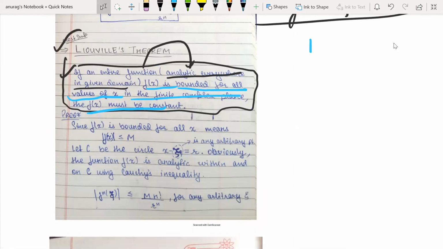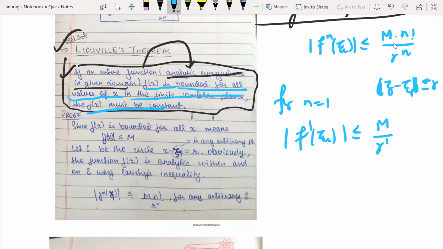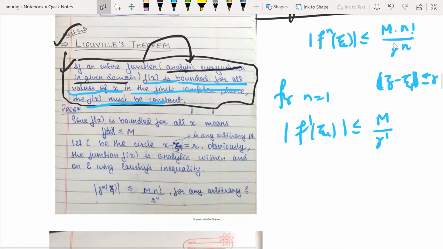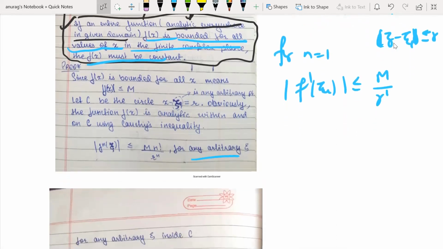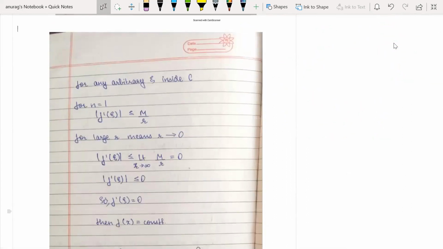This is the nth derivative at any point. I am taking here at xi: mod less than or equal to M into factorial n over r to the power n. Here r is the radius and xi is any point, the arbitrary center of an arbitrary circle. This is your circle. Now for n equal to 1, it can be written as mod of f dash xi less than or equal to M over r to the power 1. Now xi is the center, it is an arbitrary point, the center can be anywhere, and we are taking n equal to 1 here.